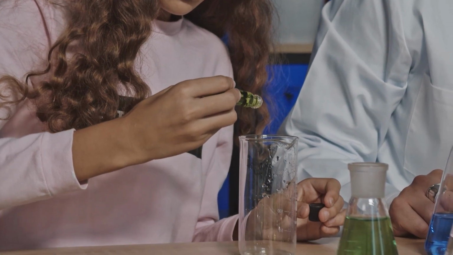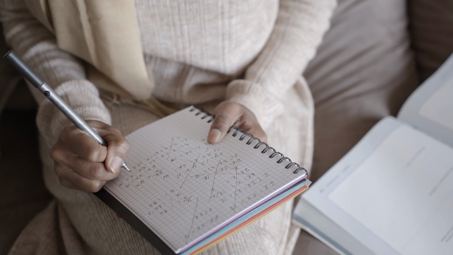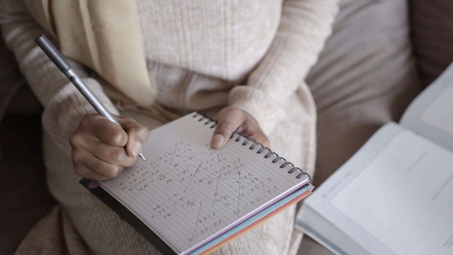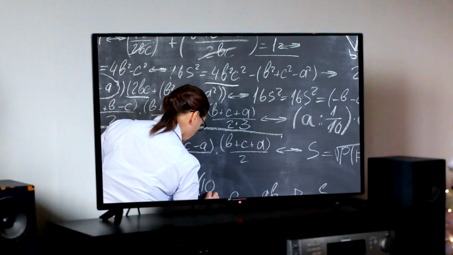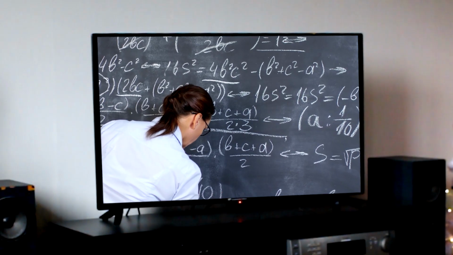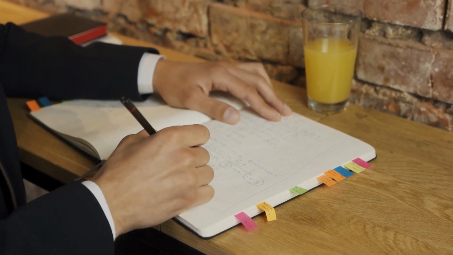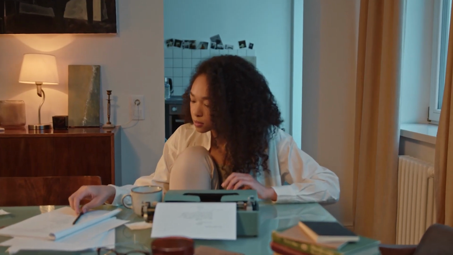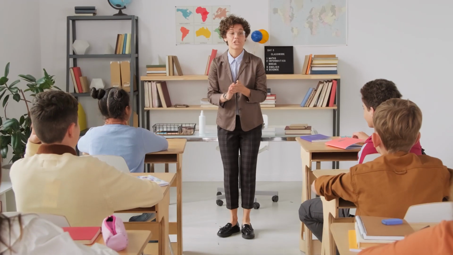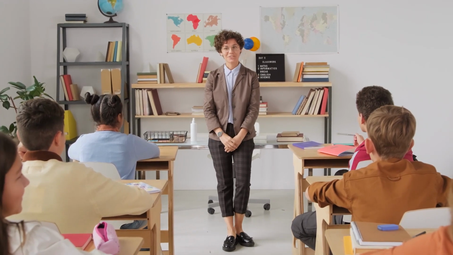Steps involved in developing multimedia-enhanced lesson in basic science and mathematics. When developing multimedia-enhanced lessons for teaching basic science and mathematics, it is very important to consider the following steps. Determine the learning objectives. Before developing multimedia-enhanced lessons, clearly define what you want your learners to understand or be able to do by the end of the lesson and how multimedia can be used to achieve them.